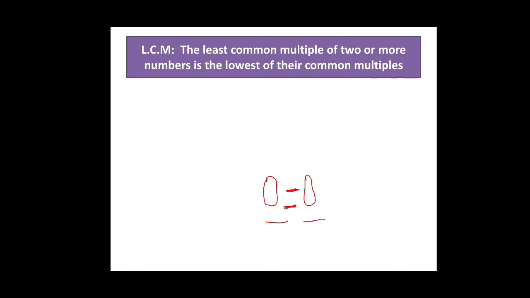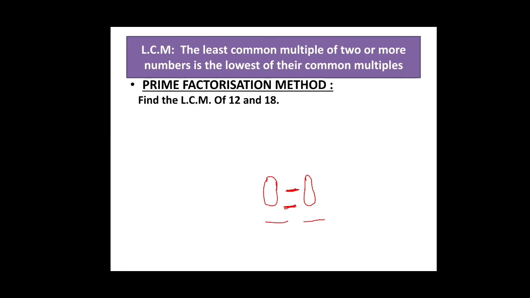Now let us read through an example. Find the LCM of 12 and 18. How do we find LCM? By using the prime factors. So first, let us find the prime factors for 12. 12 can be written as 2 into 6, or you can also write it as 3 into 4.